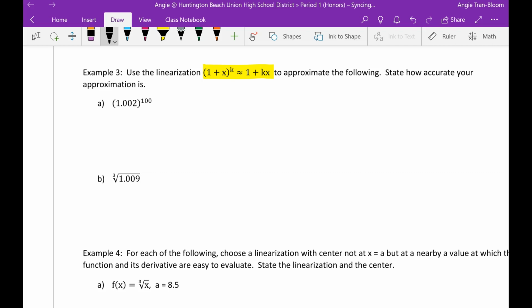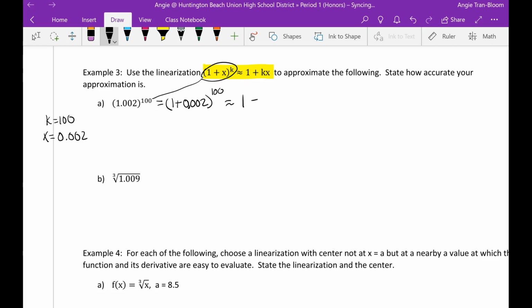What they are asking you to do is, number one, would you agree that this is a power function? So you want to rewrite it in that format. 100 is your k, and it says 1 plus always. So what is this x value that's near 0? This x value that's near 0 is 0.002. So what is k? k is 100, because that's your power. x is a small value near 0, 0.002, based on your math here.